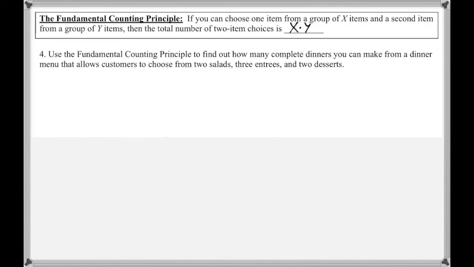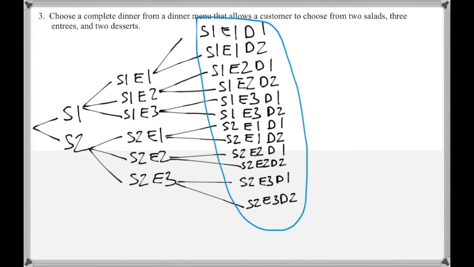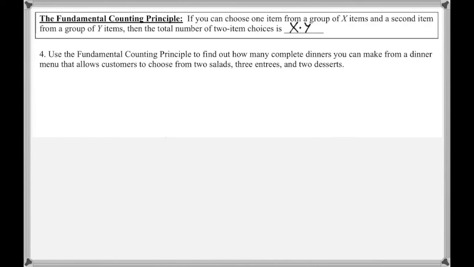So number 4 says use the fundamental counting principle to find out how many complete dinners you can make from a dinner menu that allows customers to choose from 2 salads, 3 entrees, and 2 desserts. So this is actually the same question as number 3. So we know that the answer should be 12, but they just want us to use the fundamental counting principle.